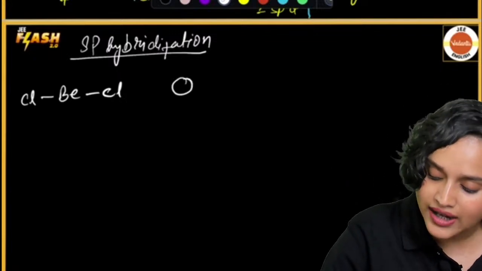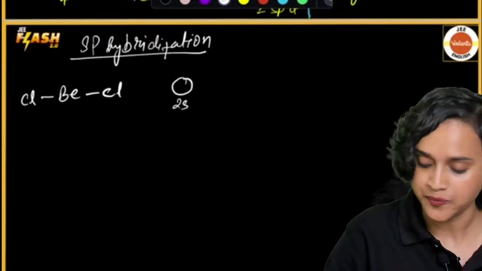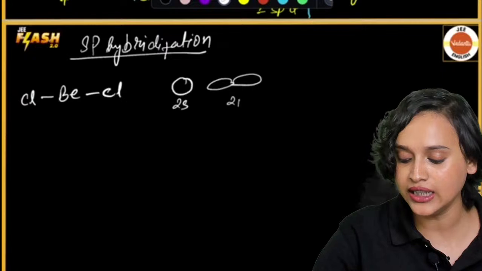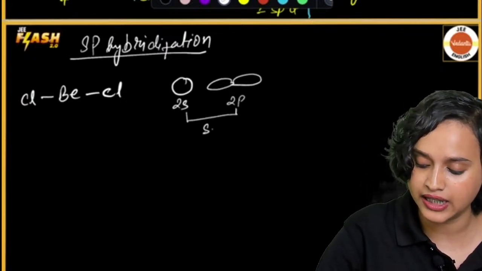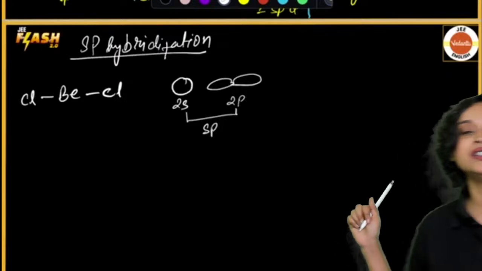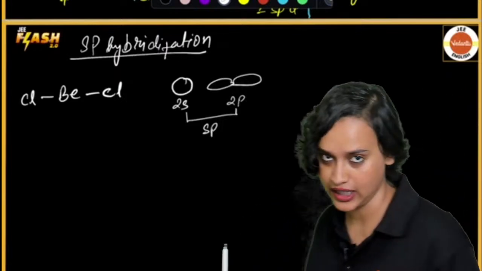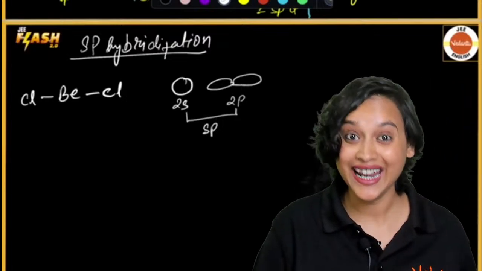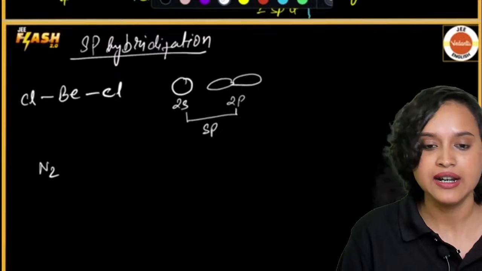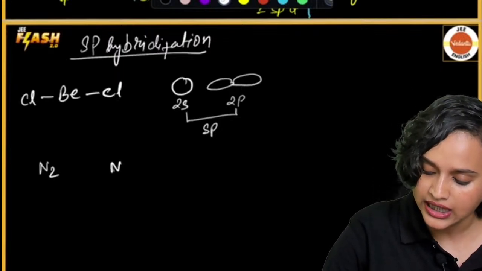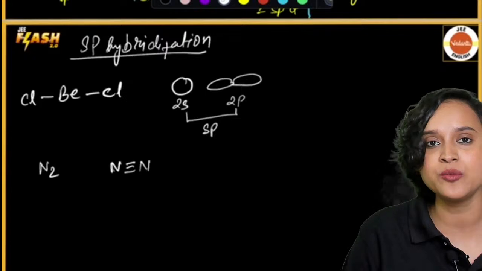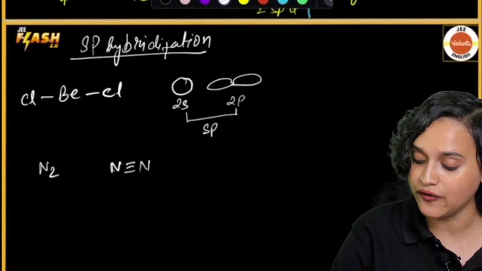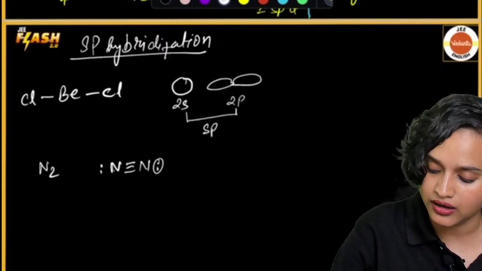Here we will see a 2s orbital and a 2p orbital. Together they will form sp hybridization. Now if I ask you about N2, dinitrogen. We all know that it forms a triple bond with another nitrogen, but nitrogen has how many electrons in the outermost shell? 5. So here we will have one lone pair, here we will have one lone pair.